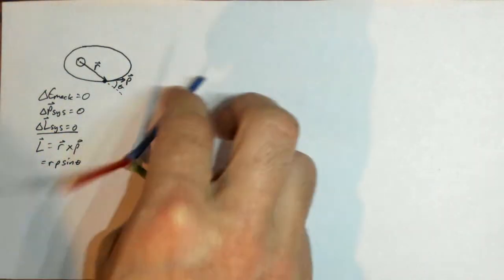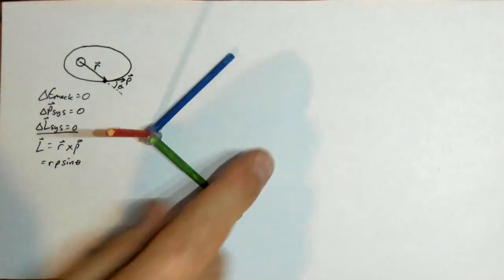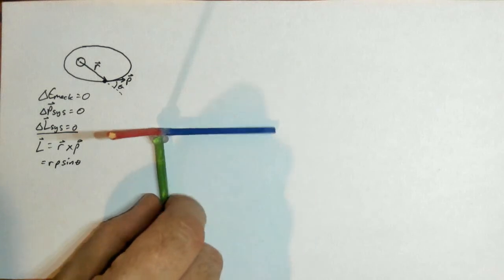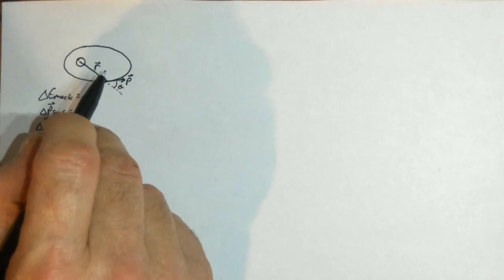So our right-hand rule: r is pointing that way, p is pointing this way, which causes this to be the plane, which means our angular momentum is up. Or in other words, it's curling this way. My thumb points up, and it's curling counterclockwise.